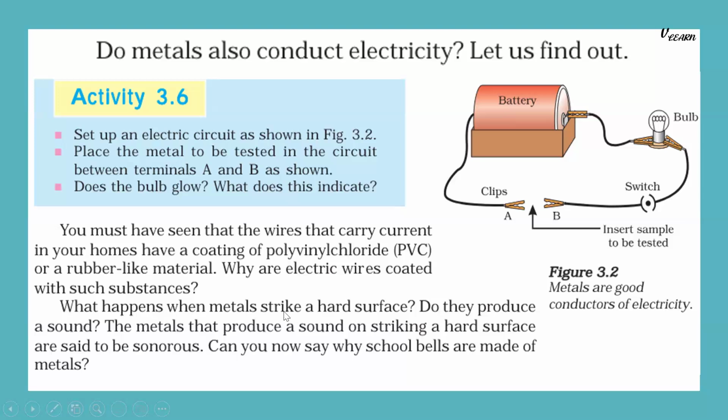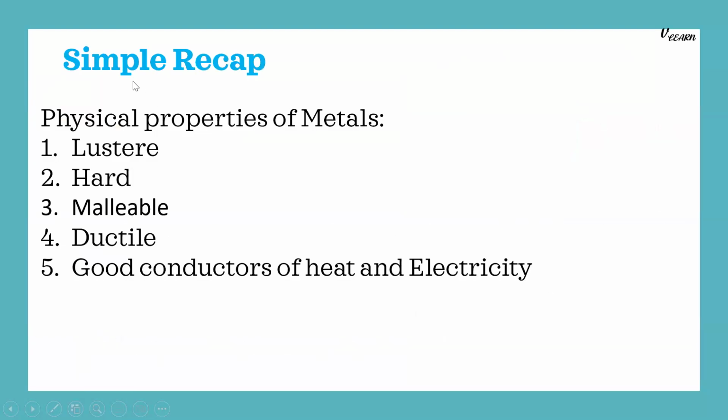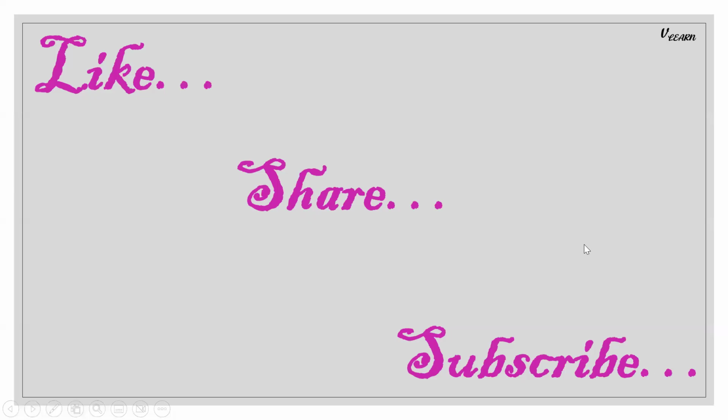So what will happen when metals are struck on a hard surface? If you strike the metals on a hard surface, it will produce sound, right? That nature is called sonorous. That is why our school bells are even made of metals. So this is a simple recap about the physical properties of metals. Metals are highly lustrous in nature. They are hard, malleable, ductile, and good conductors of heat and electricity.